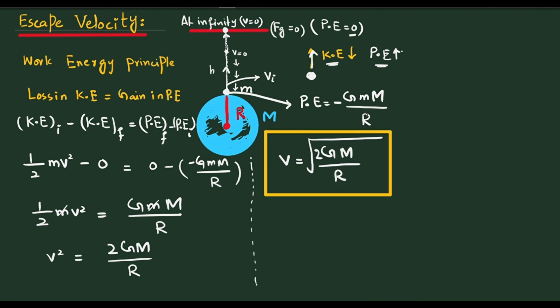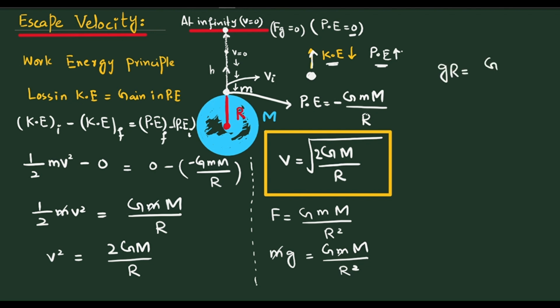As we know, by Newton's gravitational law, F is equal to capital G small m capital M divided by capital R square at the surface of Earth, and this gravitational force is also equal to the weight of the object, mg. So mg is equal to capital G small m capital M divided by R square, and the mass of the object is cancelled out from both sides. Then small g multiplied by R square, with one R multiplied to the left side, we get gR is equal to capital G capital M divided by capital R.